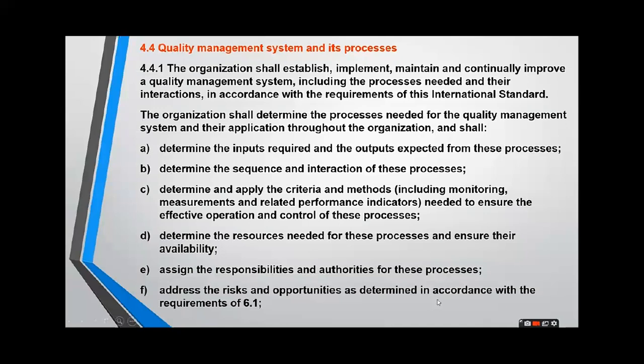We will study what it is. We'll go through clause 6.1 later, but until then, let's stick to clause number 4.4.1. Okay.